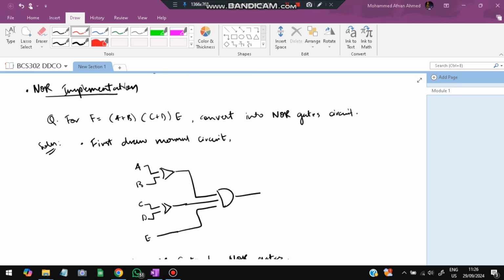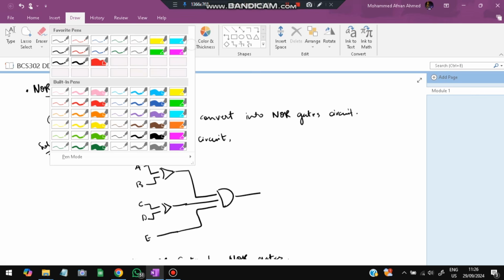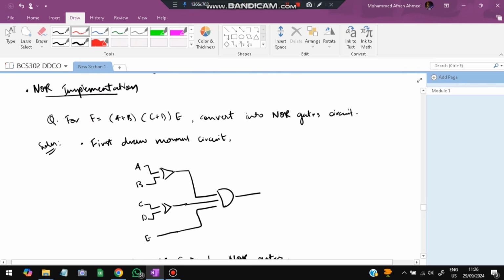The next topic we have is the NOR implementation. So what do you mean by NOR implementation? You have been given an equation. We have to use only the NOR gates and do the substitution. Okay, so that's how you will be doing the NOR implementation.